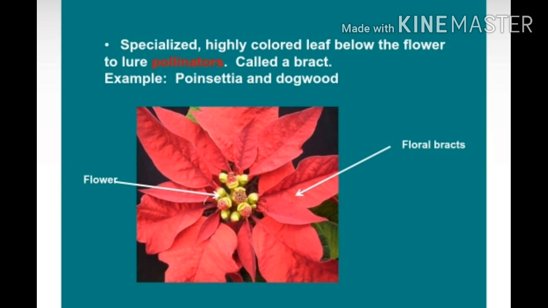Some plants have highly colored leaves as shown in the picture. Dogwood plant or poinsettia plant. So they have colored leaves, and the colored leaves are called bracts. Such plants' flowers are very small in size, and in the picture they are yellow in color, but the reddish color is that of the leaves, and they are called bracts. And these colored leaves attract insects for pollination.